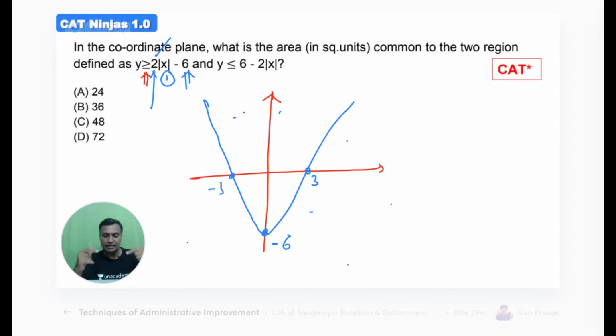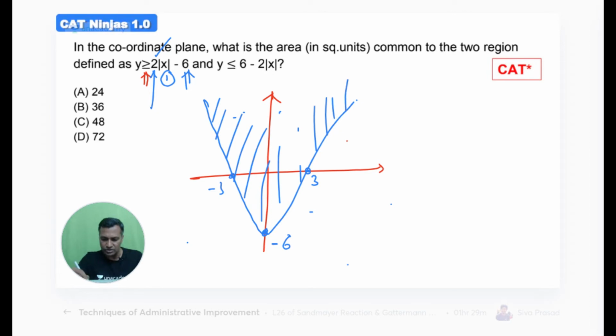Since the graph is greater than or equal to, I'll be referring to the region inside. This is what kind of ticks in your mind. There are two things. Hey, what if it was not 2? What if the graph was y is greater than or equal to mod x minus 6?